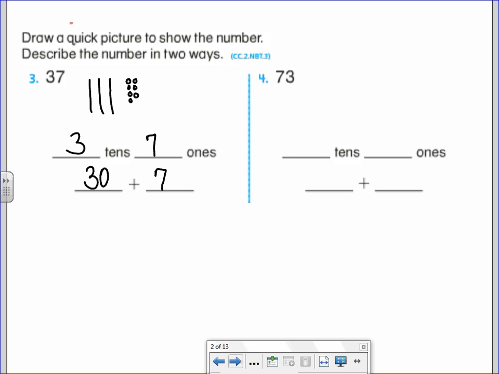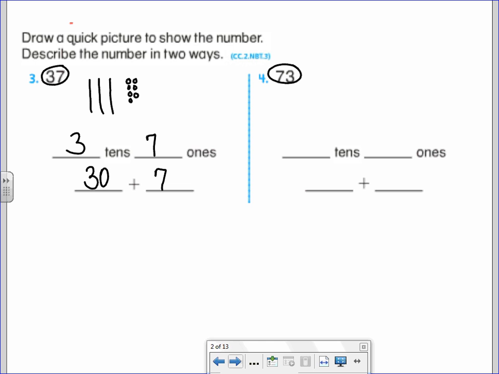Let's do the same for 73. Interesting. What do you notice about 37 and 73? They have the same, Vincent? Okay, they have the same digits, right? 3 and 7. Are 37 and 73 the same number because they have the same digits? No. So we flipped the digits around.